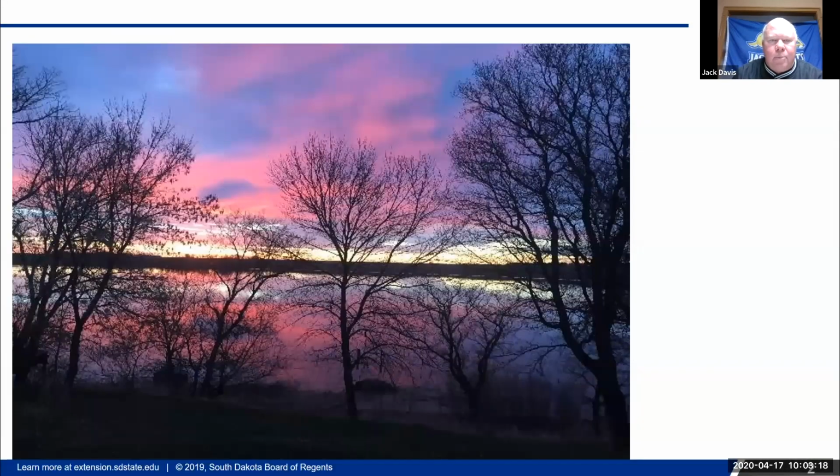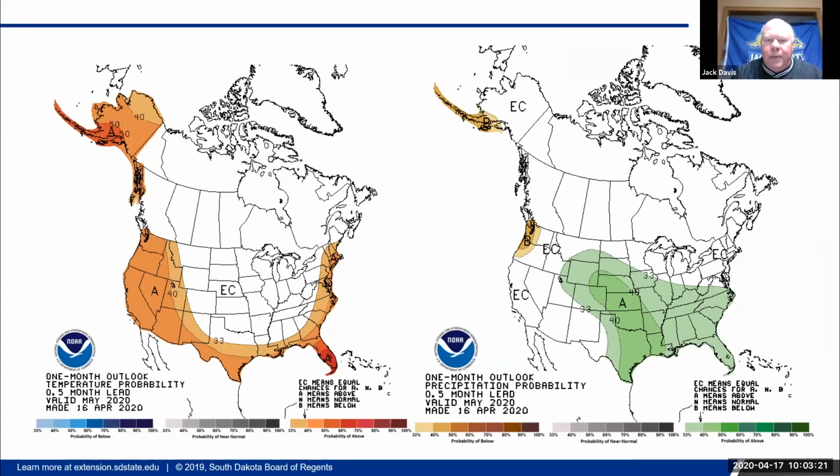We're going to look at some prevent plant issues, and probably to start with, look at our 30-day forecast that came out yesterday from the Climate Prediction Center. On the left side of your screen is our temperature outlook, where EC stands for equal chance of being normal, above normal, or below normal. So it's just going to be a kind of normal May, which is probably better than we were last year going in. We're not near as cold temperature-wise as what we were last year.